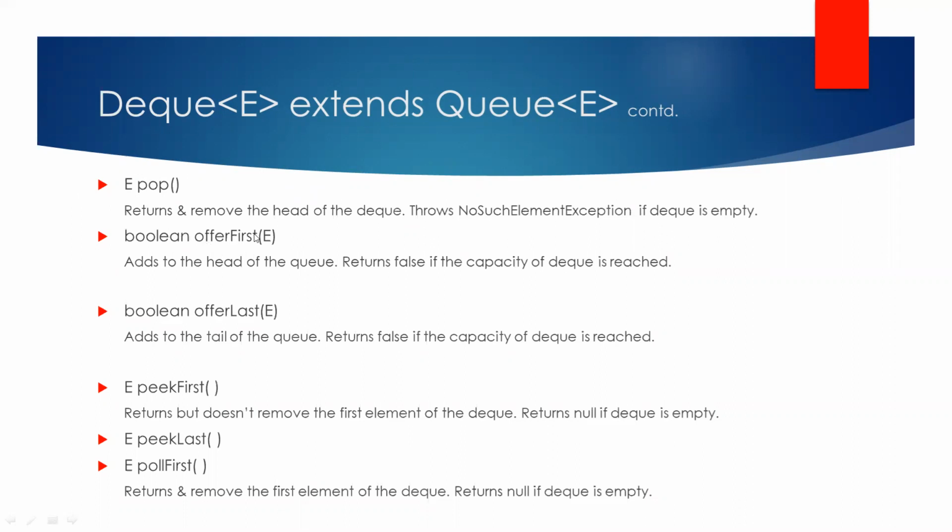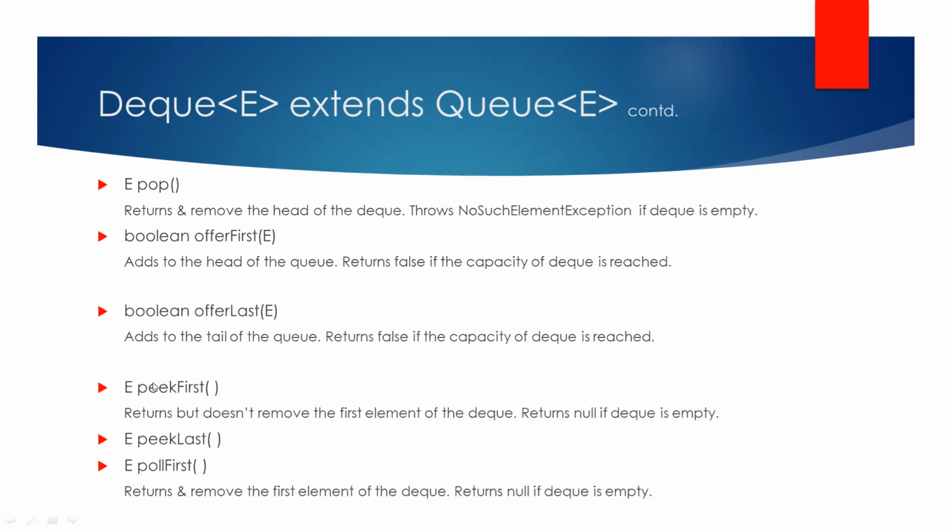boolean offerFirst. So add the element at the head. Okay, so we are offering the element to add at the first position. It will return true or false. So we can understand that we can restrict the DQ. If the DQ is full, then it will return false because the element will not get added. In the same way, the method offerLast. You can add the element at the last position and it returns false if the capacity of your DQ is reached.